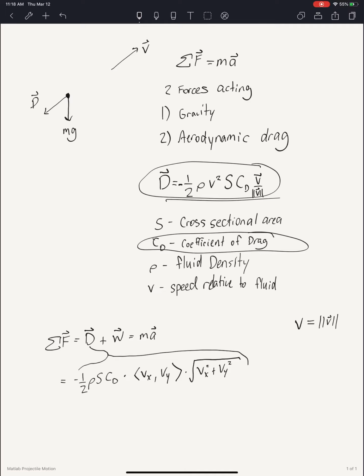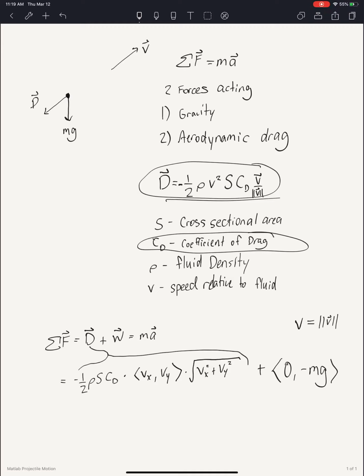The weight force, well, that's pretty easy. It points in mg, and then it's just actually negative j hat. It's all straight down. So I'm going to write this in the following fashion. This vector is plus the vector 0, comma, negative mg. So this is the problem in vector form.